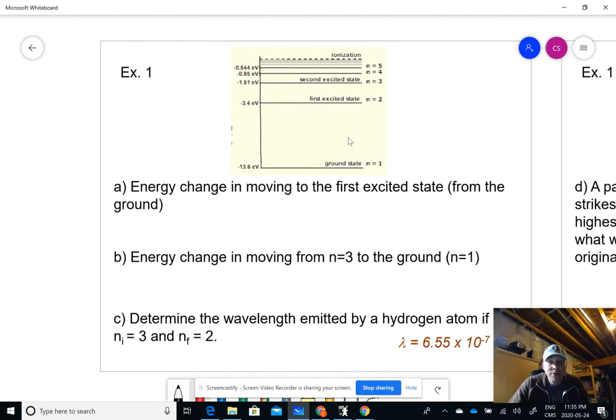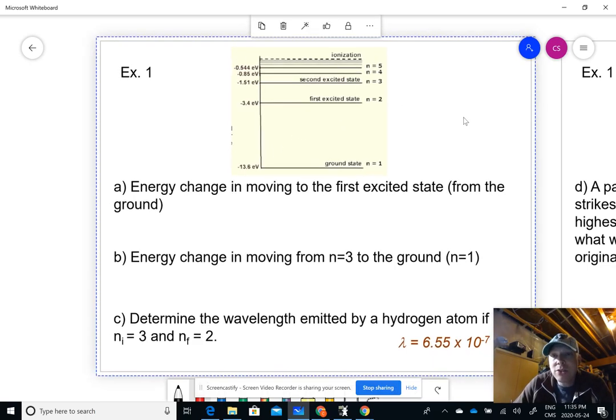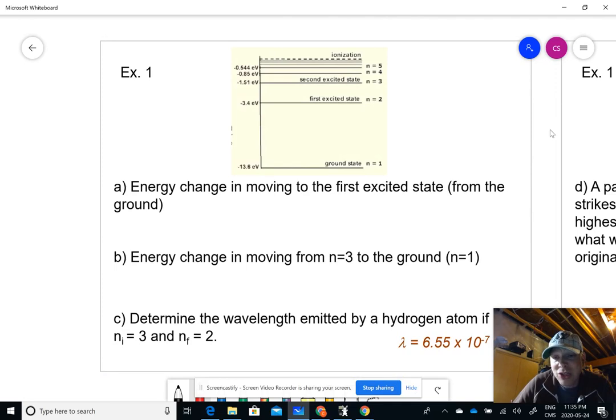All right, so I mentioned earlier in the other video as well that you used to have to come up with this diagram yourself with the radius and the amount of energy, but now we give you these diagrams, so you just have to do a few calculations. Pretty simple calculations, if I must say so myself.